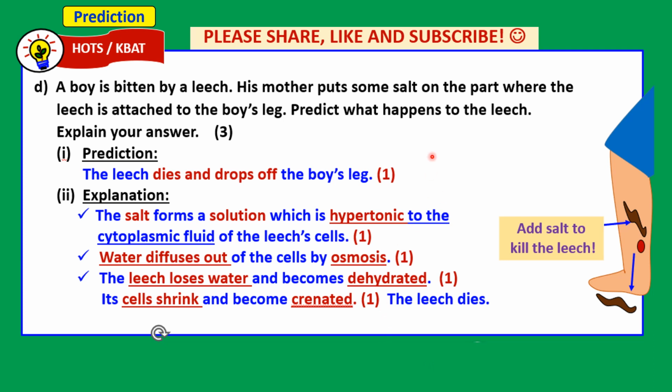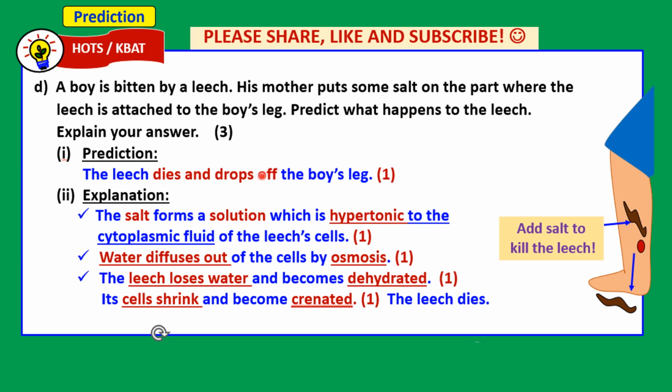Another question on prediction, but this time it's a HOTS or KBAT question. It's not directly related to the first experiment that we do, okay? But it is still related in the sense that it involves osmosis, okay? So a boy is bitten by a leech. His mother puts some salt on the part where the leech is attached to the boy's leg. Predict what happens to the leech. So this topic concerns the concept of osmosis, all right?